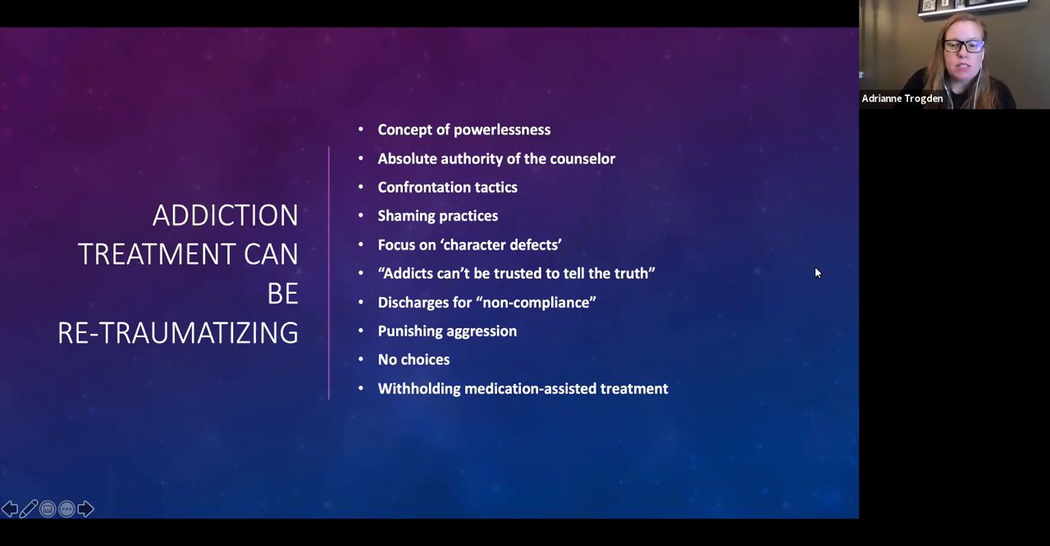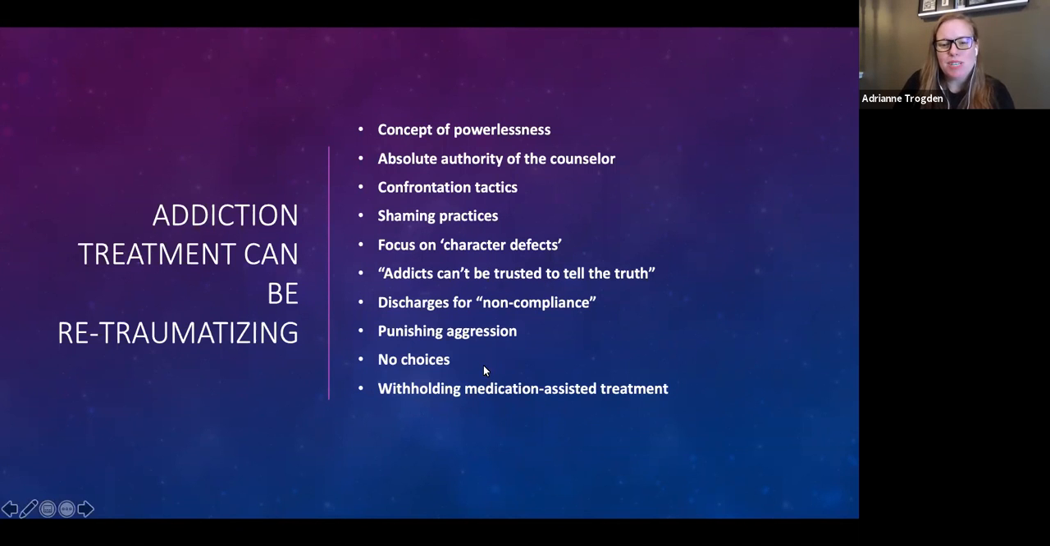Withholding medication-assisted treatment can also be re-traumatizing for clients. Clients with trauma have a variety of issues. And so there may be depression, there may be anxiety, there may be other kind of mood disorders going on. And medication may be necessary in order to help them get over the hump and get into some level of stabilization and recovery. So withholding that can be detrimental to a client.